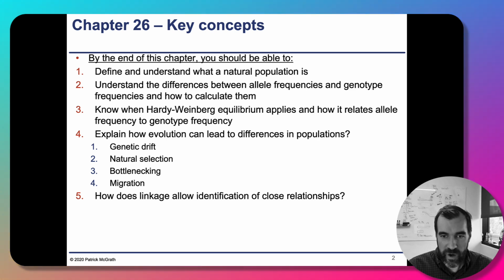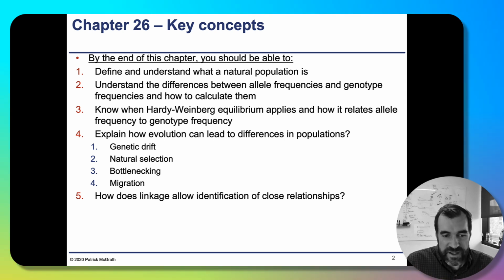Next, Hardy-Weinberg equilibrium applies. This is a way to connect allele frequency to genotype frequency, and a way to calculate those two numbers if you're given one. This only applies under certain conditions. So make sure you understand when those conditions apply, and then if they do, how you calculate the allele frequency from genotype frequency or vice versa.